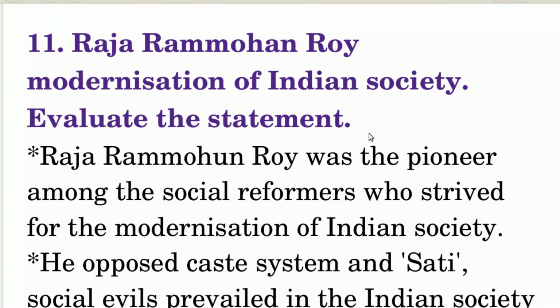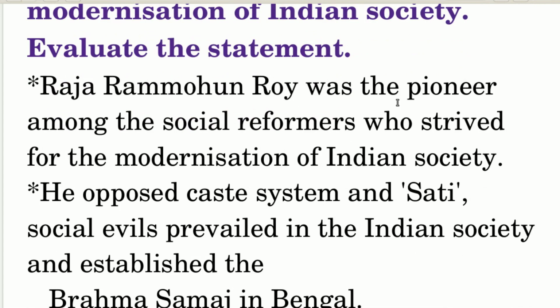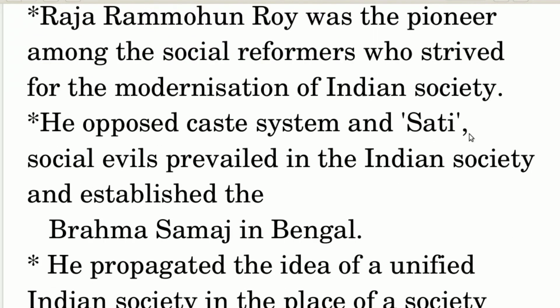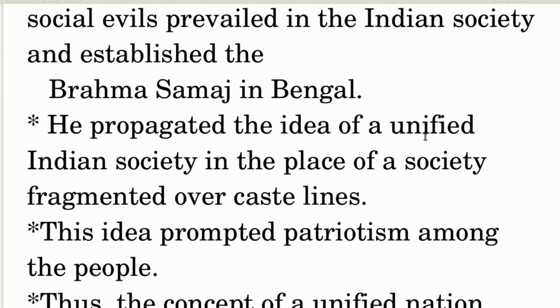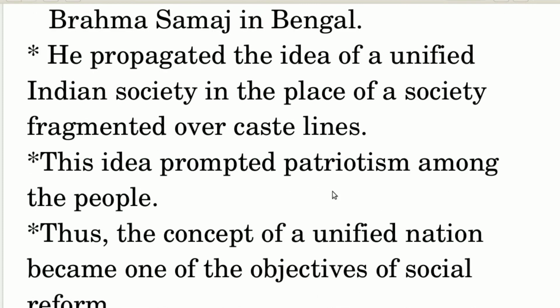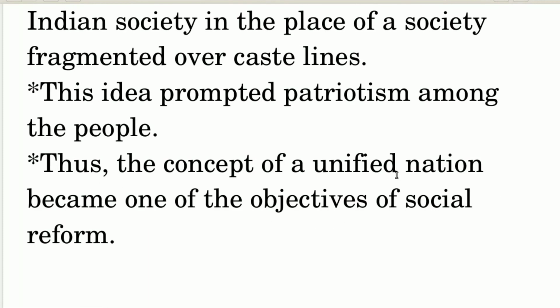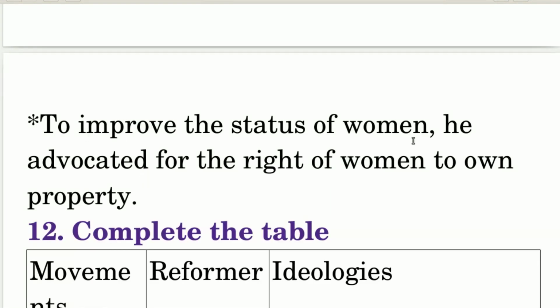Raja Ram Mohan Roy was behind the modernization of Indian society. Evaluate the statement. Raja Ram Mohan Roy was the pioneer among the social reformers who strived for the modernization of Indian society. He opposed the caste system and sati, social evils prevailed in the Indian society, and established the Brahma Samaj in Bengal. He propagated the idea of a unified Indian society in the place of a society fragmented over caste lines. This idea prompted patriotism among the people. Thus, the concept of a unified nation became one of the objectives of social reform. To improve the status of women, he advocated for the right of women to own property.